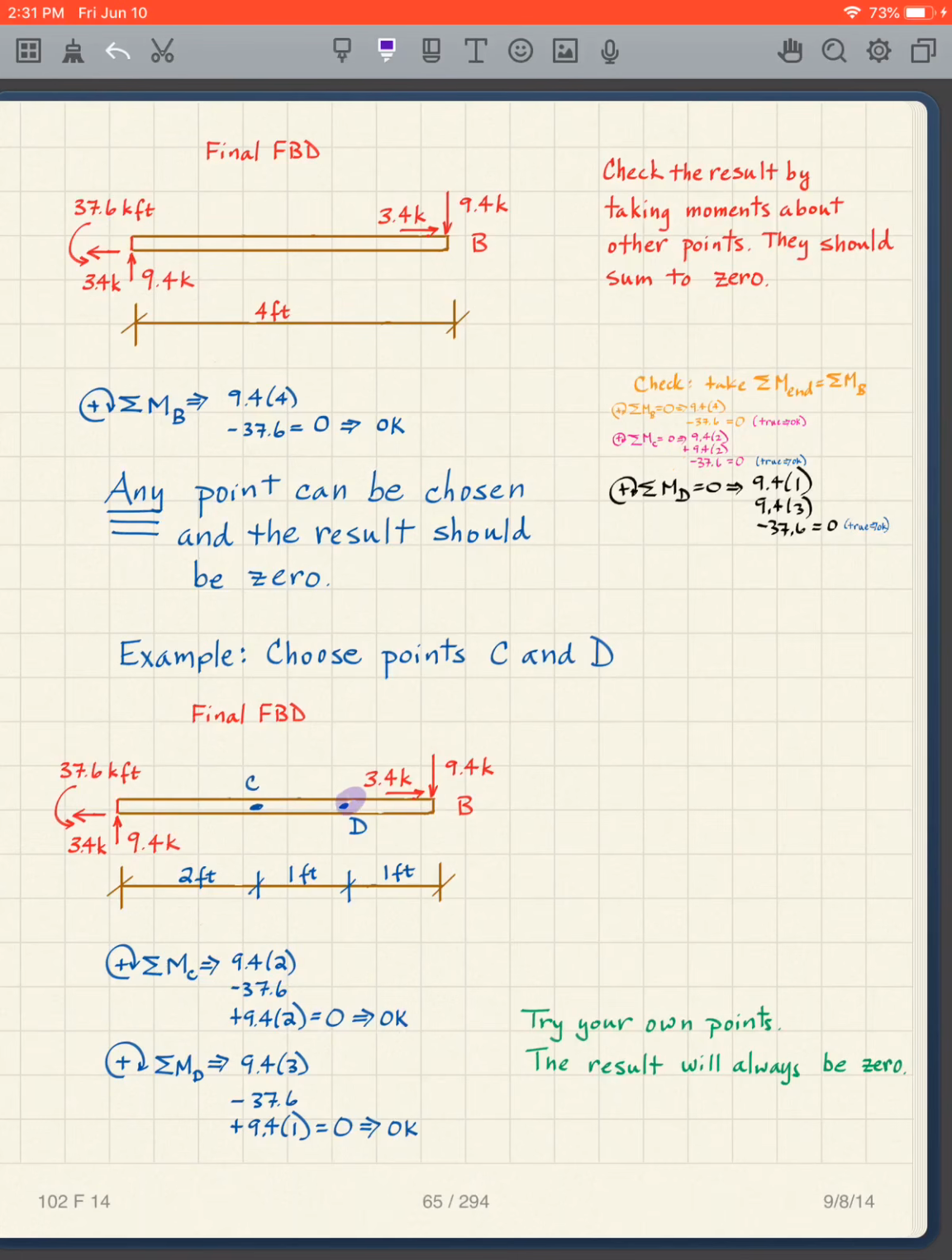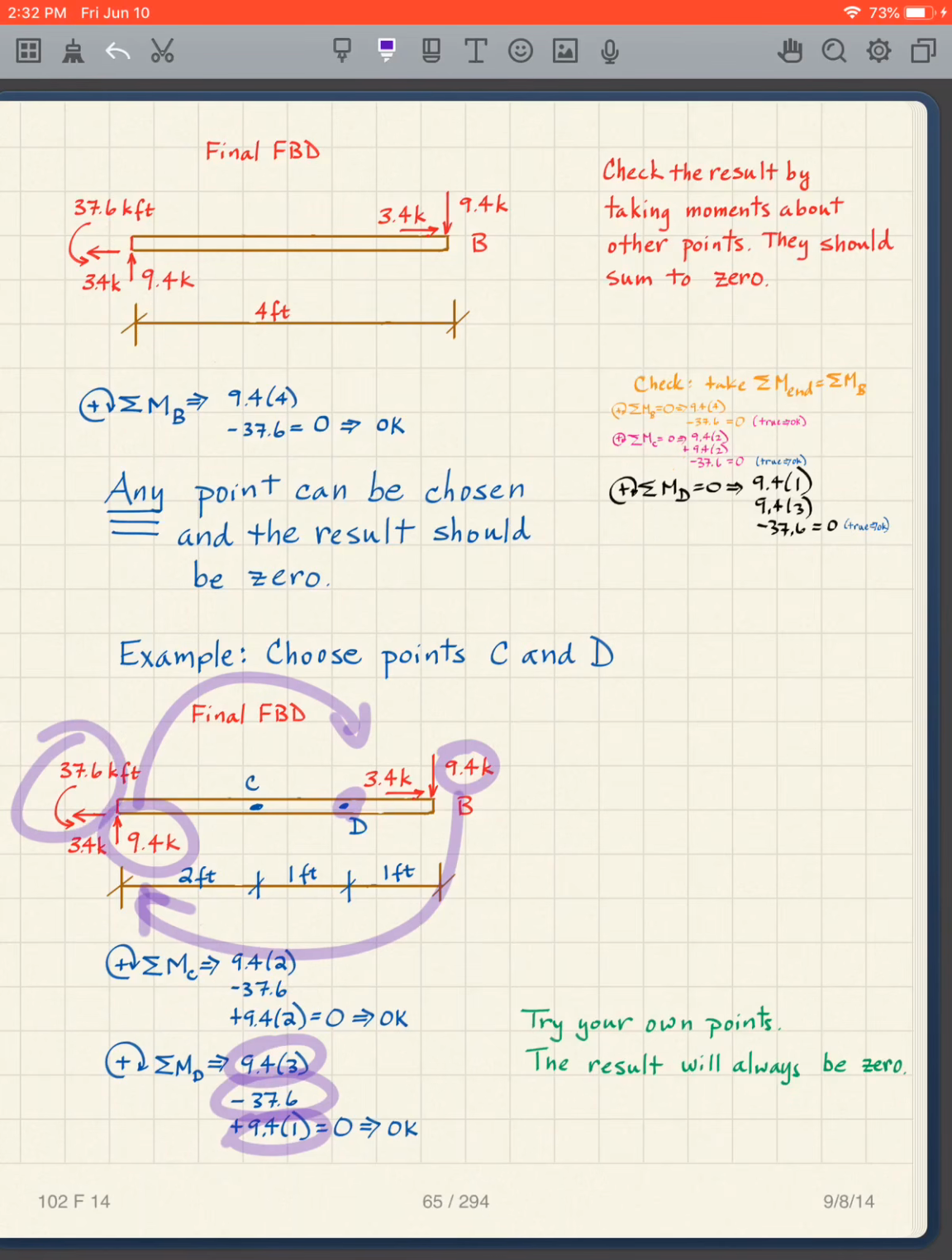Again, I could take moments about point D. So for that one, I have 9.4 times 1, positive. I have 9.4 times 3, positive because it's going like that. And then I have the minus 37.6 because it's counterclockwise.